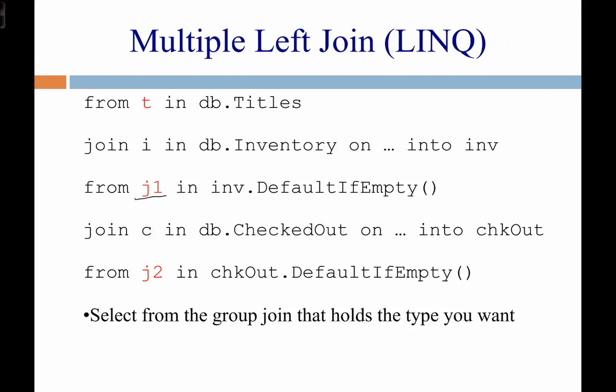You might think, well, why not just use I? I is a range variable over inventory objects. Turns out the LINQ syntax just won't even let you use I anymore once you have put it into something with the into keyword. From that point on, we have to use another from and another range variable to select something out of it.